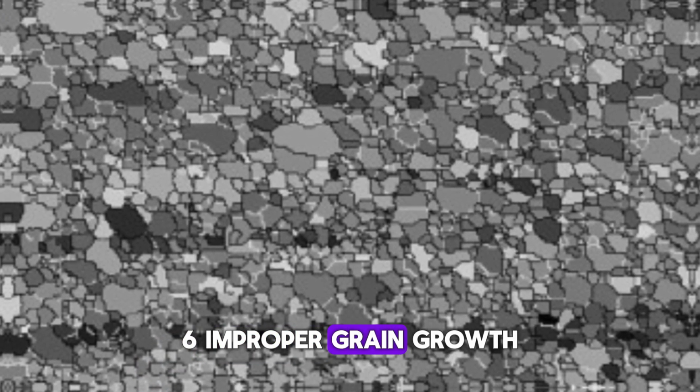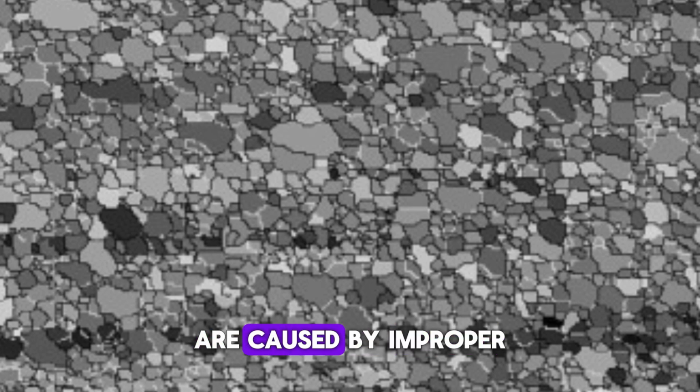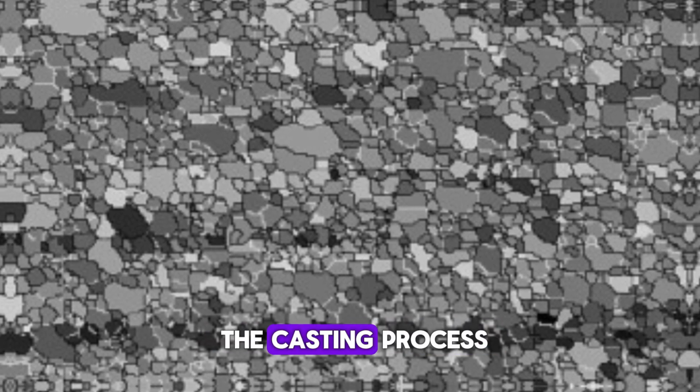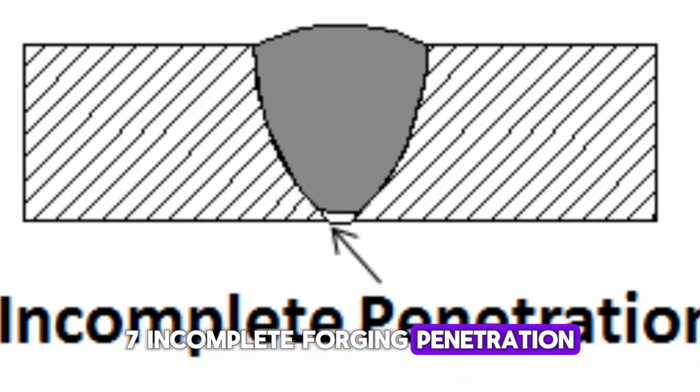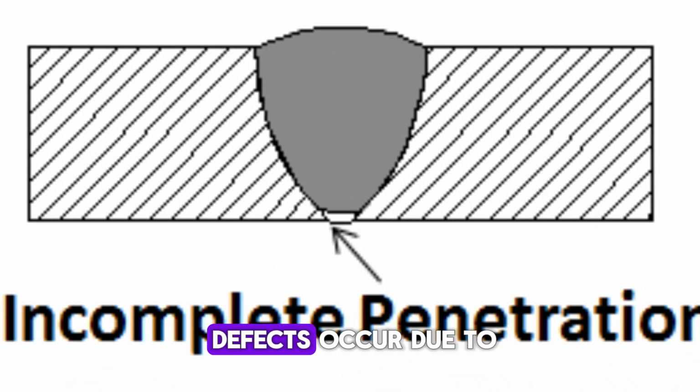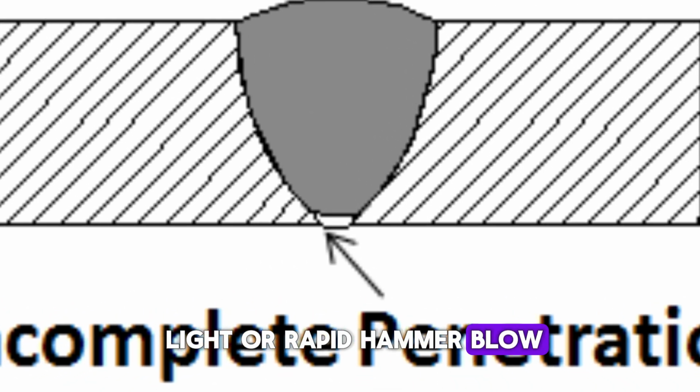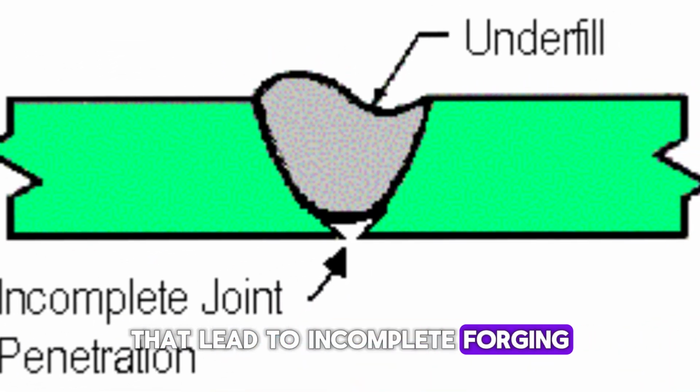6. Improper grain growth. These forging defects are caused by improper flow of metal during the forging process, which changes the predefined grain of the product structure. It can be avoided by performing a better design of the die. 7. Incomplete forging penetration. These types of forging defects occur due to light or rapid hammer blow that lead to incomplete forging. It can be prevented by proper usage or control of the forging press.